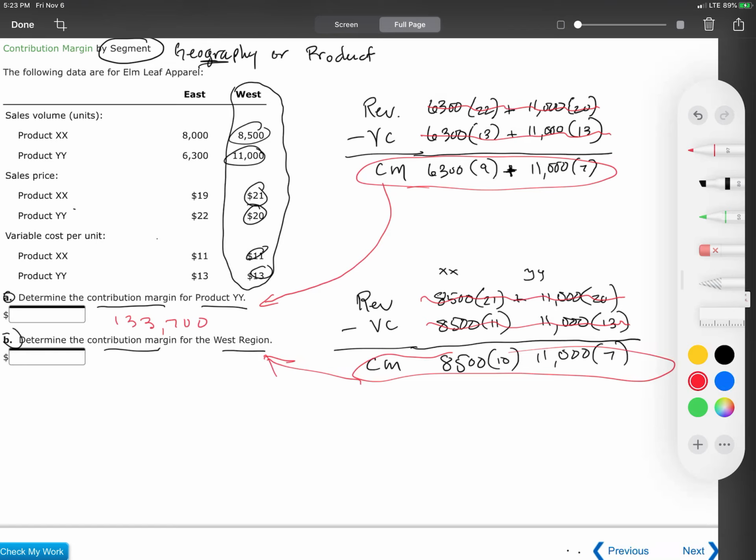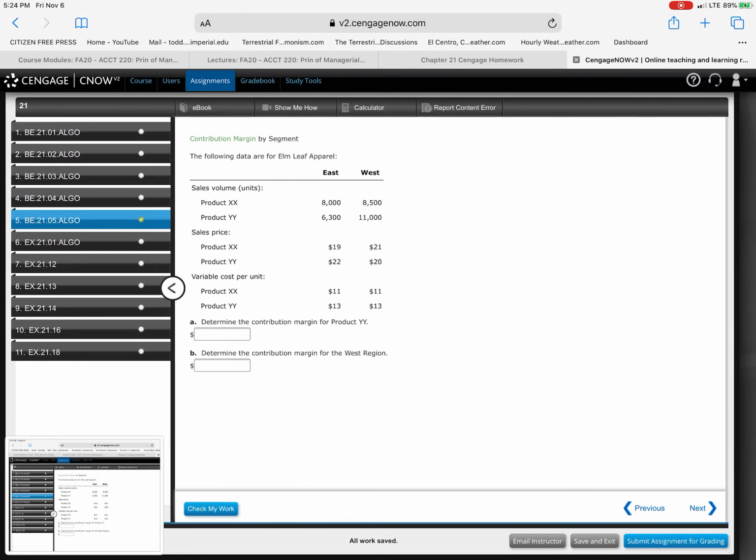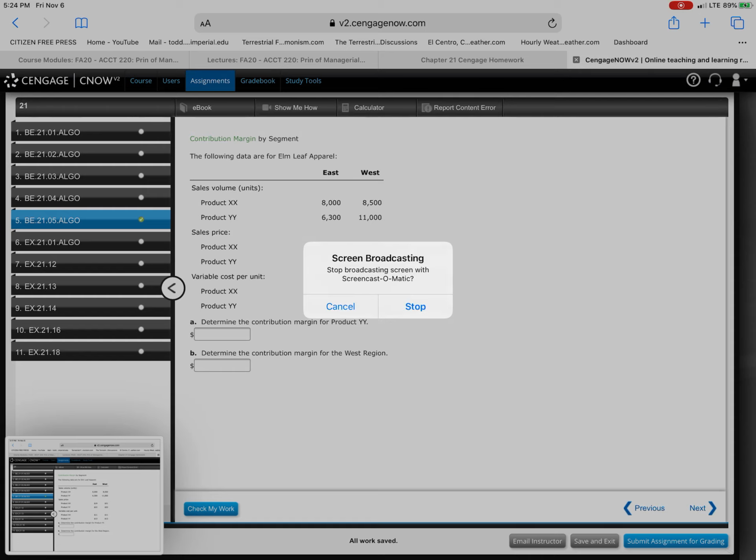Now I didn't need all this, or I don't need to finish calculating those. All I need is this last line right here, and that will be my answer, and that's going to be 162,000. There you go.